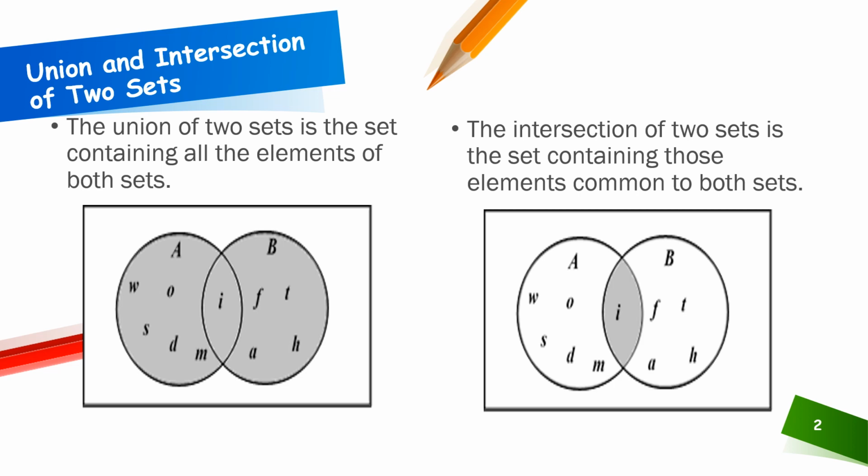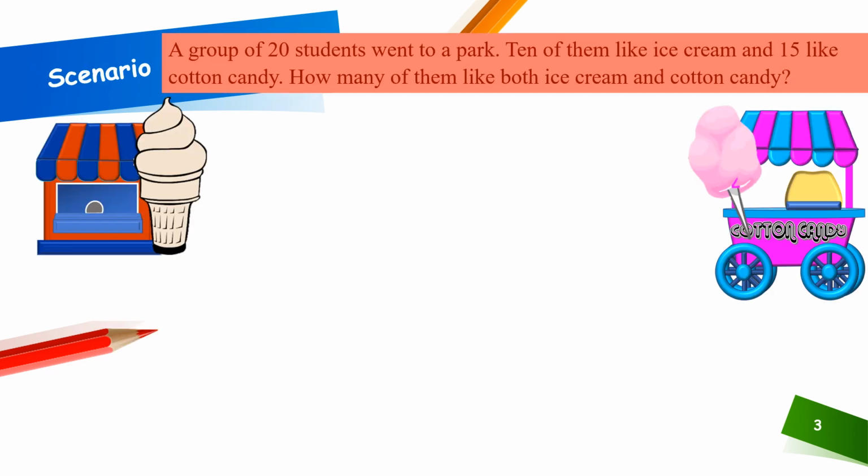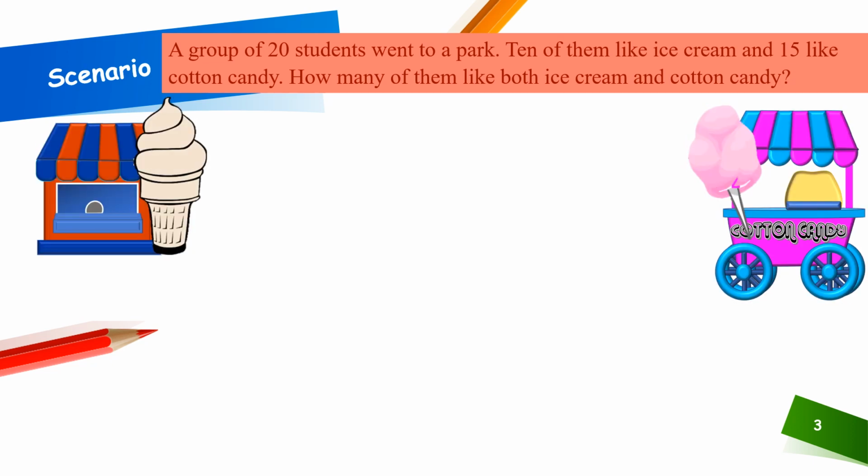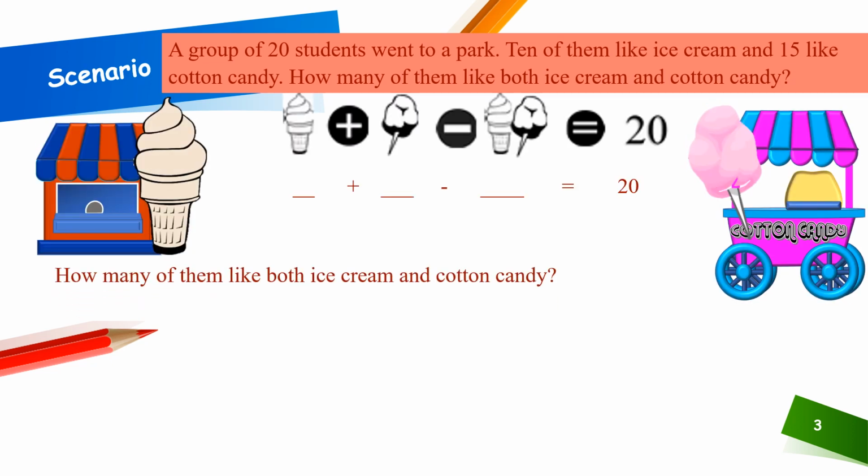Halina't simulan ang pag-aaral. A group of 20 students went to a park. 10 of them like ice cream and 15 like cotton candy. How many of them like both ice cream and cotton candy? What is being asked in the problem? The number of students who like both ice cream and cotton candy. What does it mean? So, ibig sabihin, hahanapin natin ang bilang ng estudyante na gusto ang ice cream and at the same time gusto din ng cotton candy.